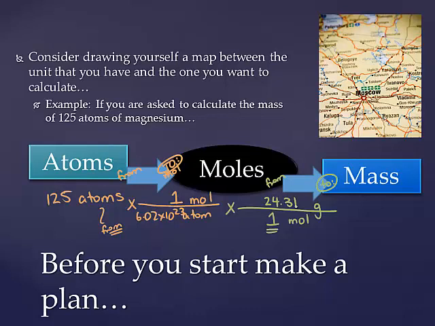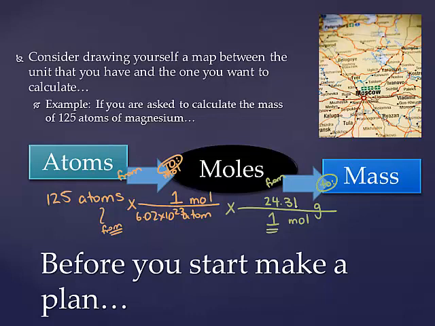Putting this in the calculator, I have 125 atoms. Then I would times by 1, but that doesn't change the number, divide by 6.02 times 10 to the 23, and then multiply that answer by 24.31. Do your best to leave that in the calculator as opposed to taking it out and rounding it off and taking it out in the next step and rounding it off, etc., etc.